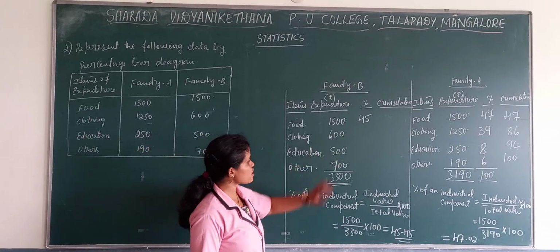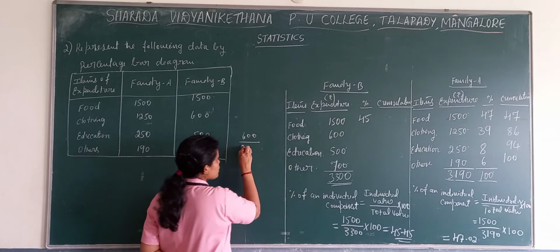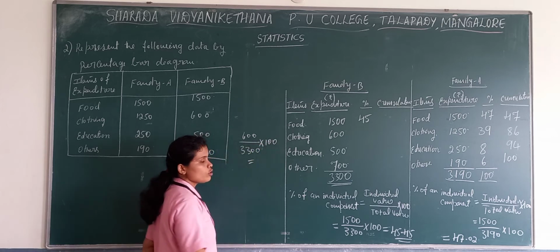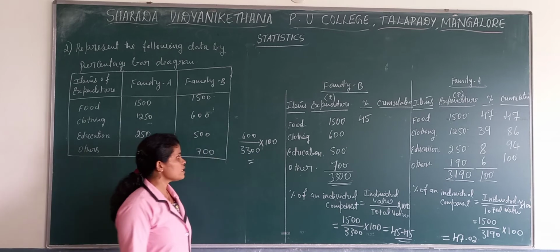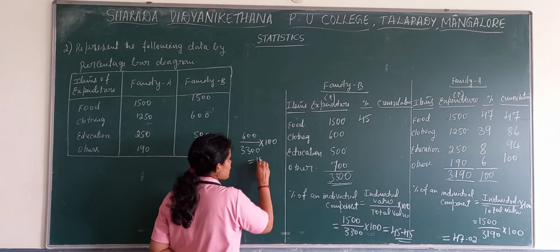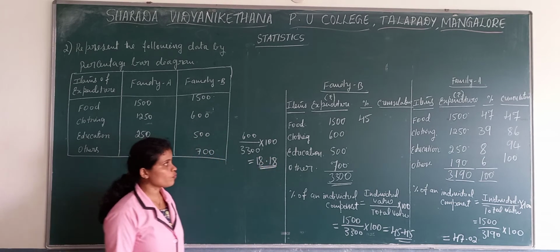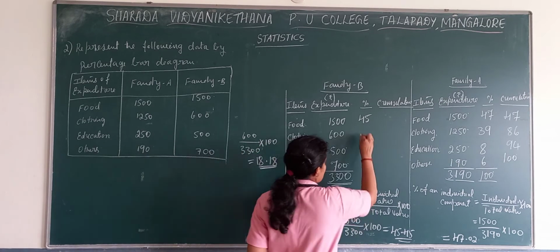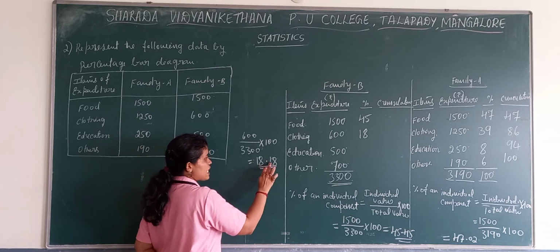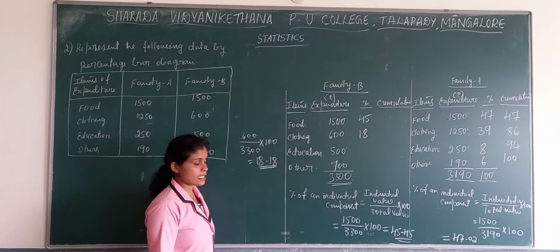Then come to next one, that is 600 by 3,300 into 100. What do you get? There you get 18.18. We can write it as 18, approximately, since after decimal, the first value is less than 5.